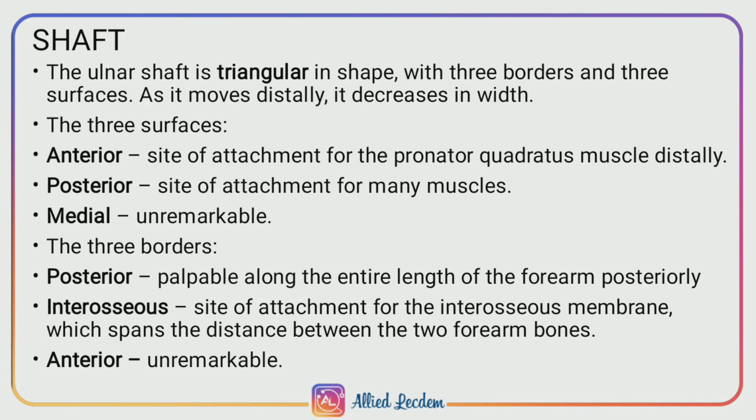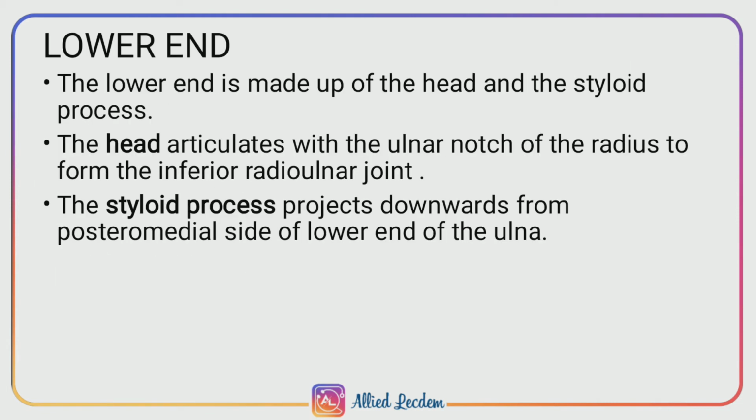The borders are namely posterior, interosseous and anterior. The posterior is palpable along the entire length of the forearm posteriorly, whereas the interosseous is the site of attachment for the interosseous membrane, which spans the distance between the 2 forearm bones. Next is the anterior, which is unremarkable. Last comes the lower end.